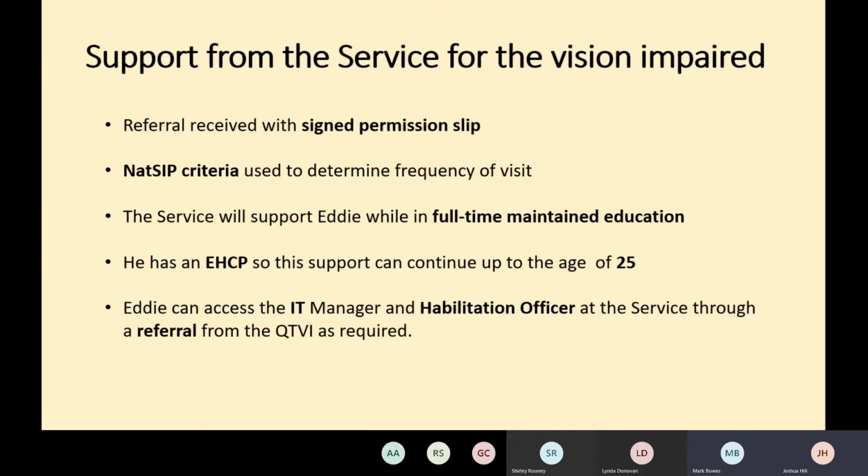And this will determine the frequency of visits that we would be doing to support that student and the education establishment. Once he's on the caseload, we would support Eddie whilst he is in full-time maintained education. At some point, he may require an education, health and care plan. If he was successful in getting this, then he would be potentially supported up until the age of 25 years. The QTVI would follow Eddie through his education, and at points within that, he or she may refer to the IT manager for looking at technology to help him access the curriculum. And as he becomes more independent, the habilitation officer can provide support for him for his mobility. Next slide.